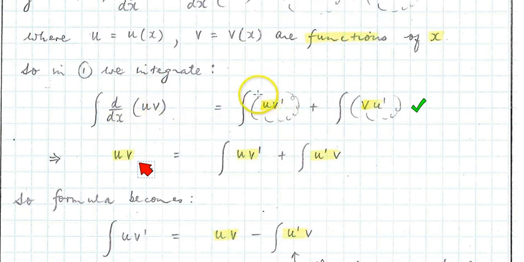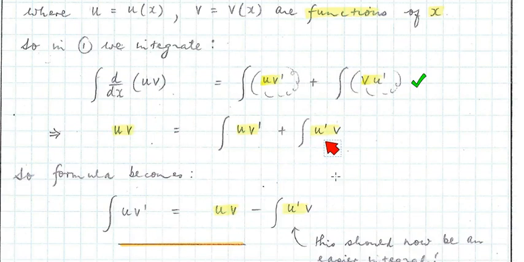Here I've got bits and pieces. I've got u times the derivative of v dashed. So if I integrate that, I'm not just going to get uv dashed. So I'm just going to write there the integral of uv dashed. And the same goes with this one, the integral of u dashed v. Right. So what can we do with this?